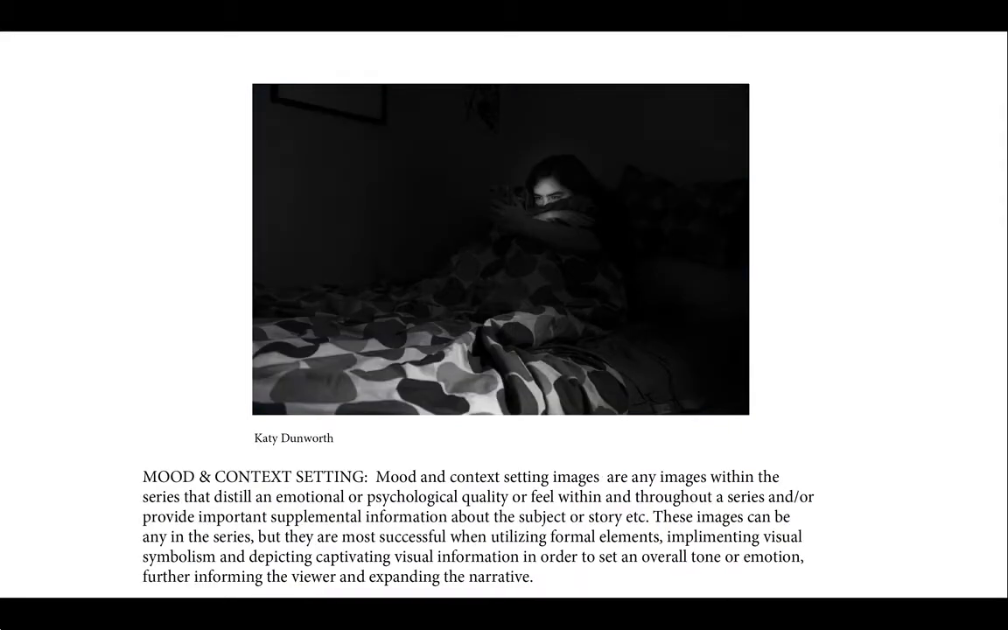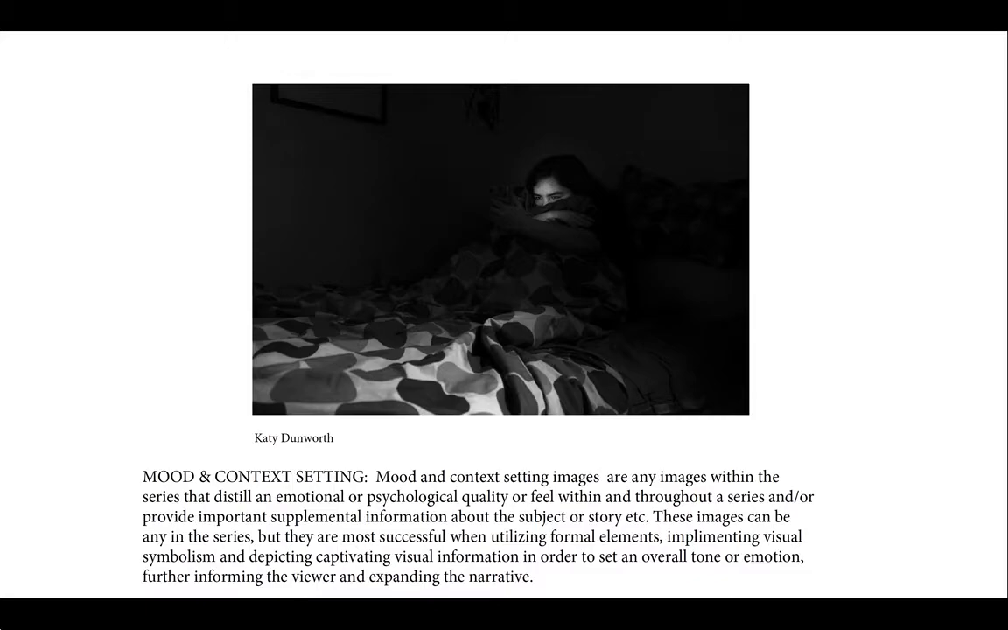Mood and context setting. These kinds of images can often embody the previous images that we just talked about, but I think it's important to mention mood and context setting because a lot of images can do similar things or say certain things in different ways. But mood and context setting images are really important within a series, kind of like details.